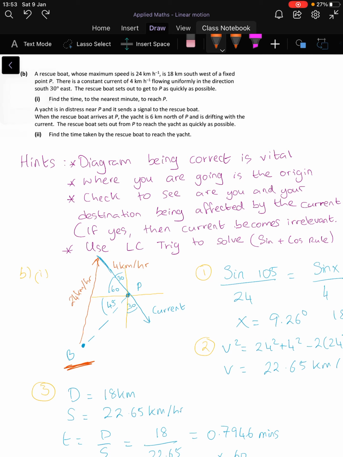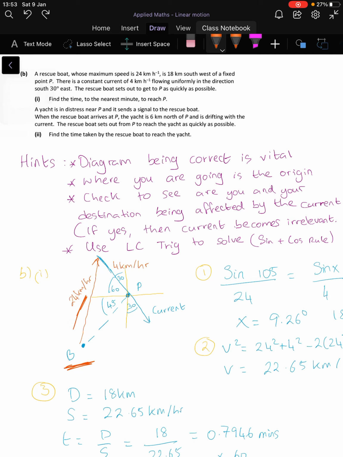So now I have my dotted blue line going from B to P. I have my current going down towards the south there. The last thing I need to figure out is, well, what way am I going to go? If I want to go to P from B, am I going to go in this direction or am I going to go in this direction? Because if I am being pushed by the current away from it, I'm going to go in the opposite direction of the current. So that's why I'm going up here towards this direction.